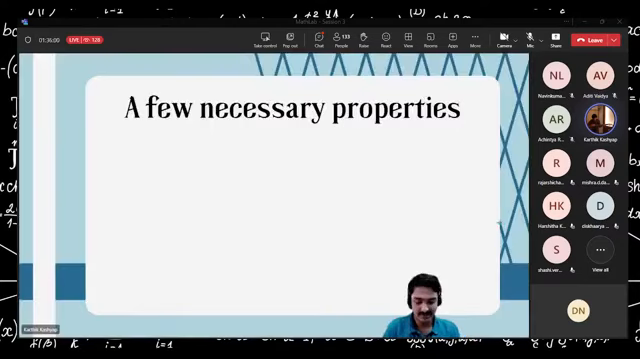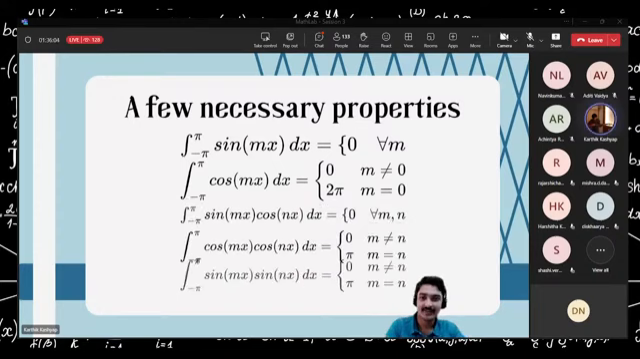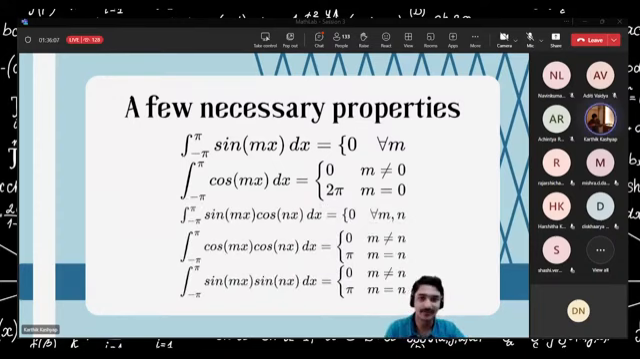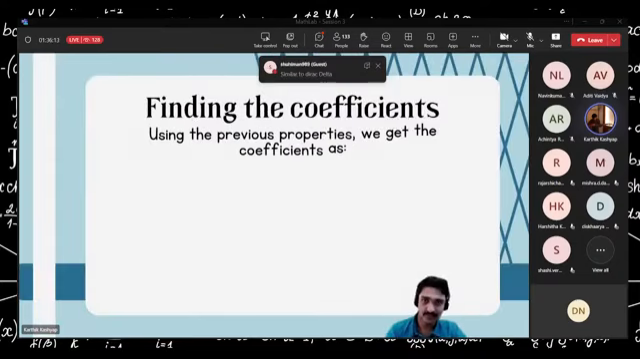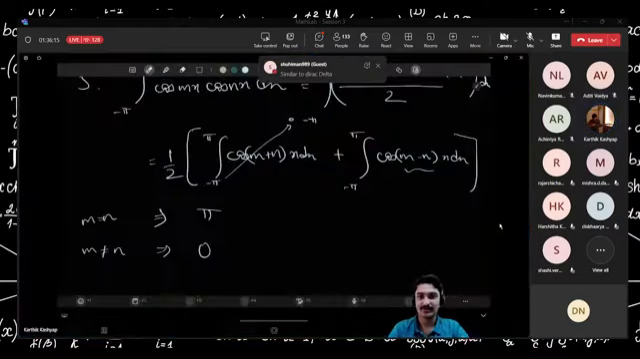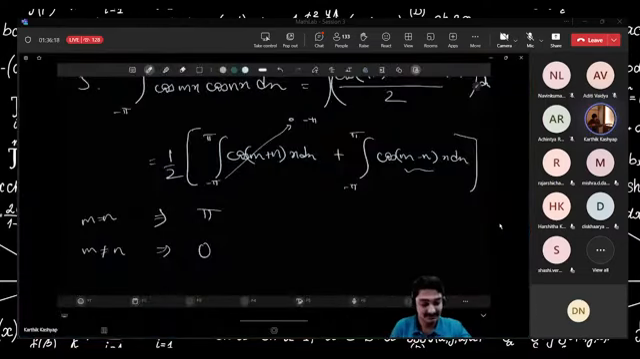So let's head back to my PPT. These are the 5 properties that we have proved so far. You can look at it. This is exactly what we have proved so far. So let's move on to actually finding the coefficients. So I'll switch back to my tab again.